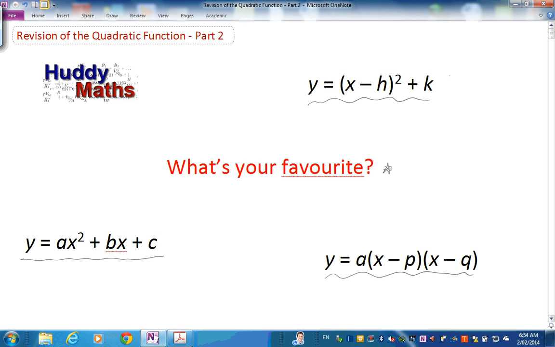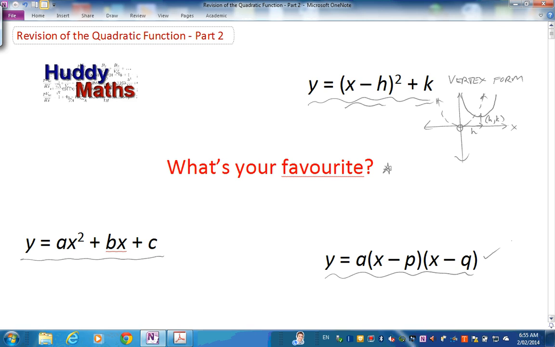Let's have a look. This one up here is called the vertex form, isn't it? Because we can see, just revising that, if you had a set of axes here, and you've got y equals x squared, then y equals x take h squared plus k has moved across. All points have moved across. Let's say h is positive there, h and up k. So the graph is now over here with a vertex at (h, k). So that's pretty powerful.